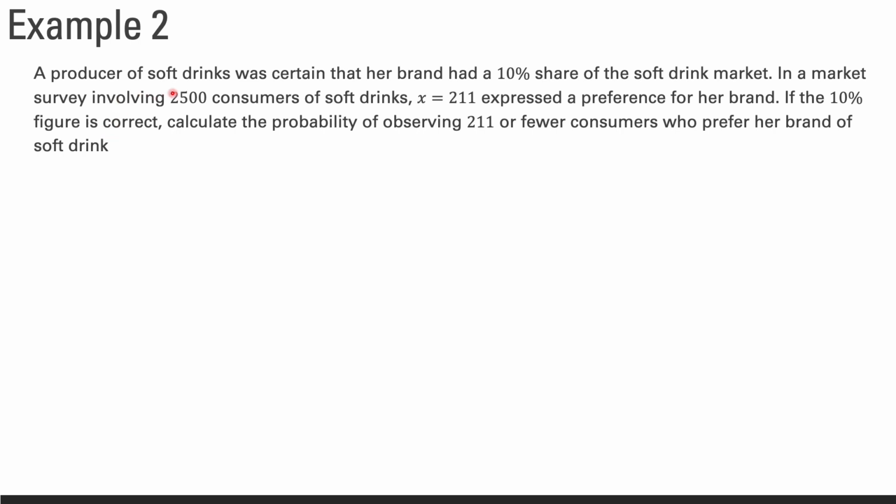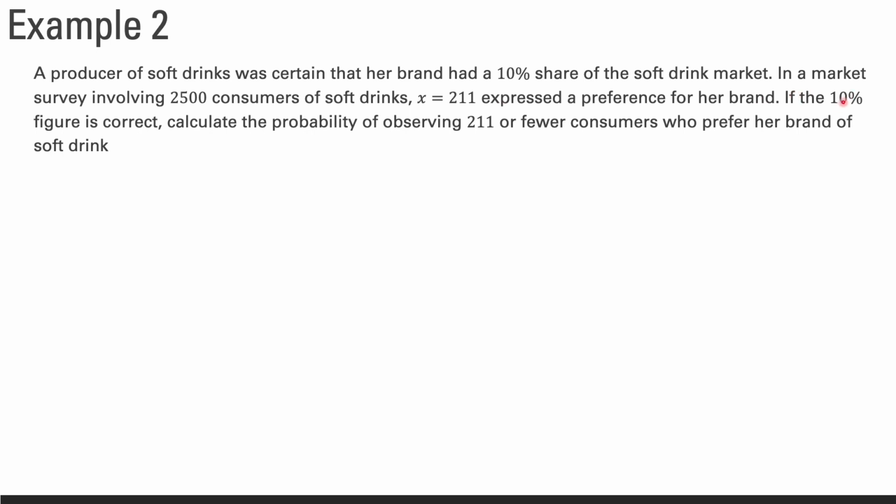So here we are told that a producer of soft drinks claims that she has a 10% share of the soft drink market. In order to test that claim, a survey was performed on 2,500 consumers. So we have a sample of size n equal to 2,500. Out of these 2,500, 211 people prefer her brand of soft drink. They say that they like this brand over other brands.